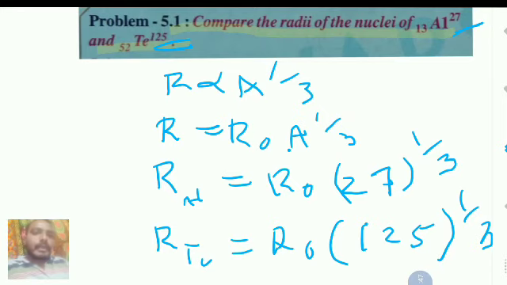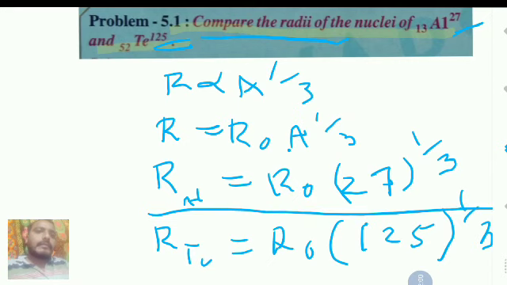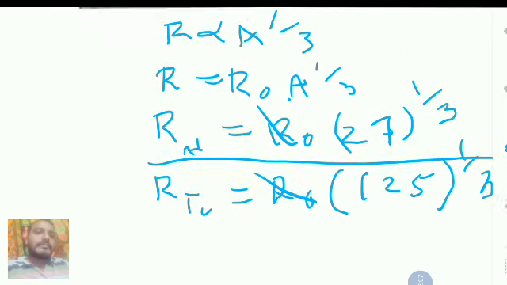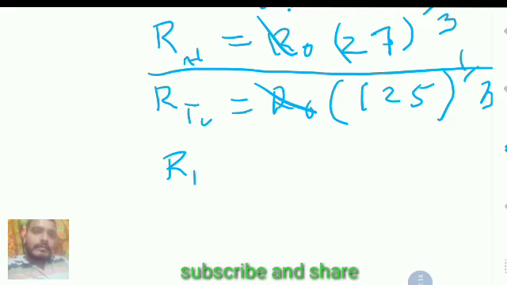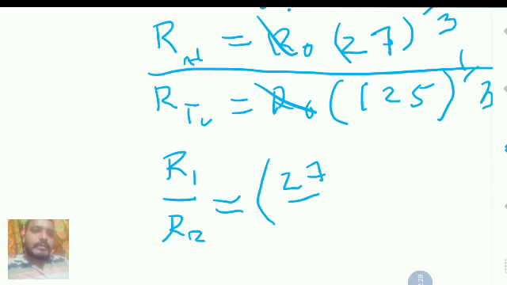He is asking to compare the ratios, so that is why I am dividing both, then we get, so r naught cancels, remaining this. Here r1 means aluminium radius, r2 means tellurium radius, so 27 by 125, whole to the power of 1 by 3.